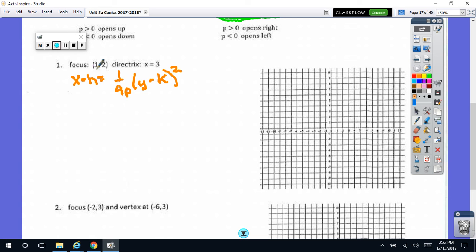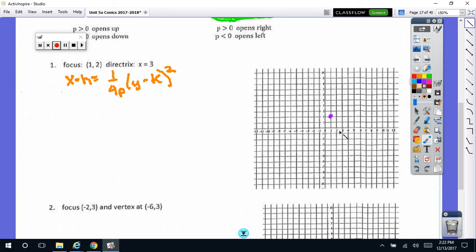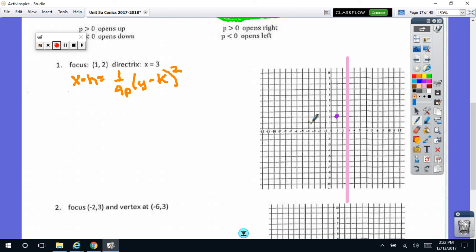Okay, so my focus is at 1, 2. And my directrix is at x is 3. Okay, so there's the line I can't cross. Okay, 2 steps from the focus to the directrix, which means it's 1 step from the focus to the vertex. So my vertex is right here with a coordinate of 2, 2.